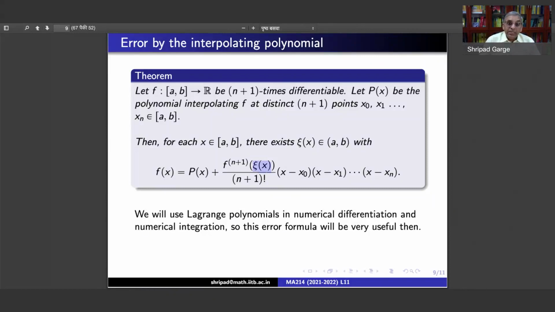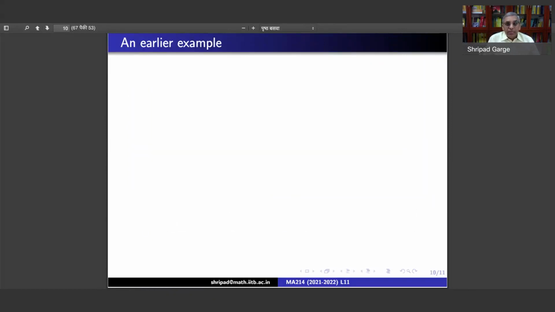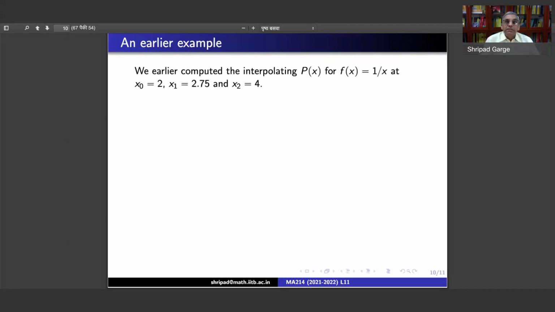But remember that this error form is very, very similar to the error form for the Taylor polynomials. Okay, and maybe we can use one of the earlier examples, 1 upon x, and compute the error for the interval 2 to 4. We will see that the error is very, very small.